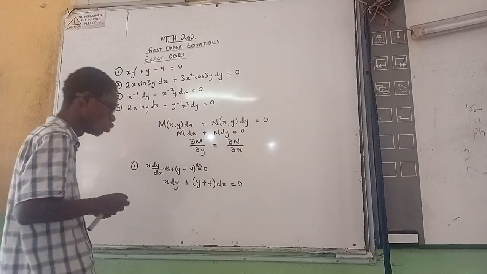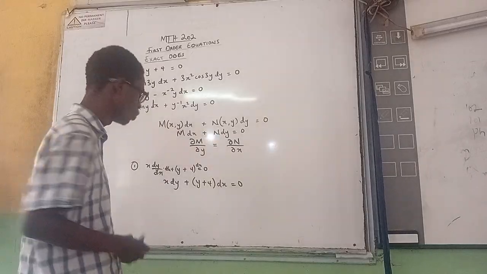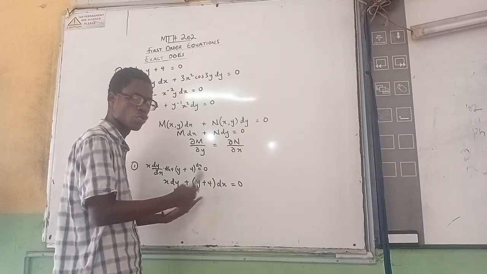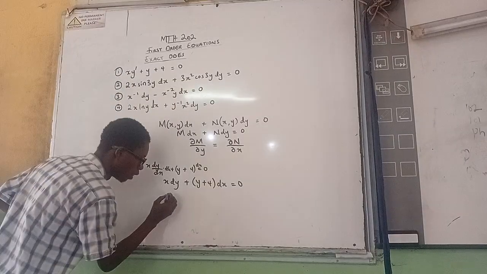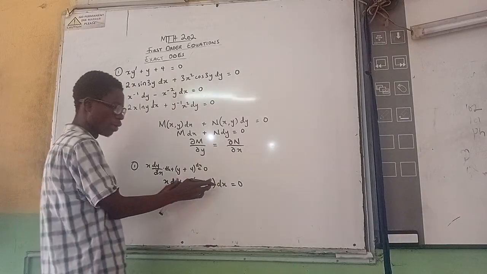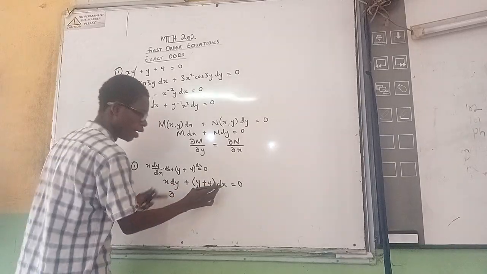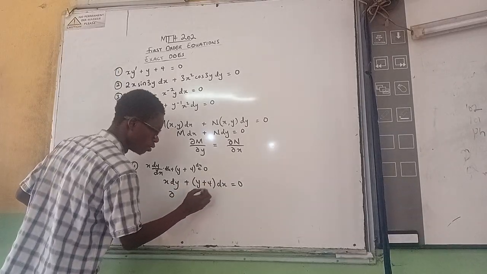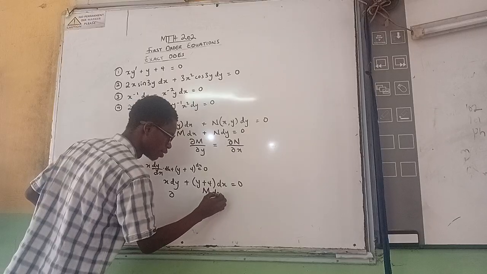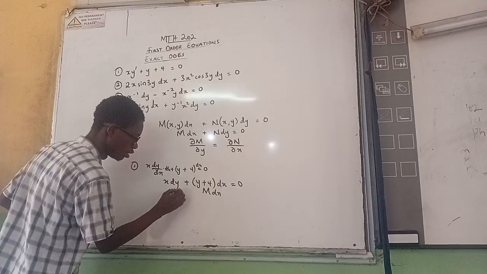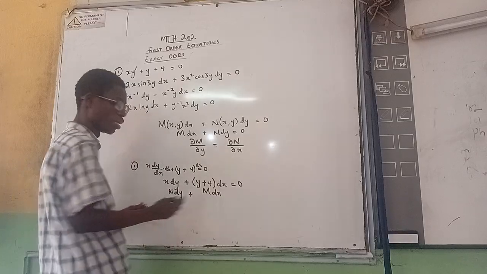So we're now going to check if this is exact. How do we check? We differentiate this with respect to x, and we differentiate this with respect to y. Now let's find our M and N. The one that carries the dx is our M, and this is our N. Don't forget addition is associative. You can just transpose it anyhow.